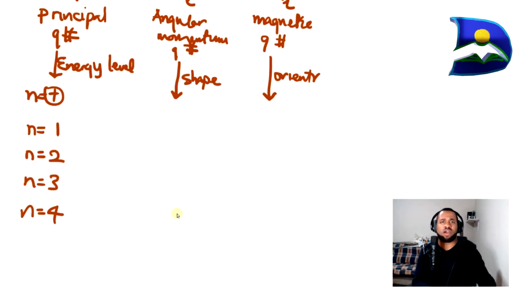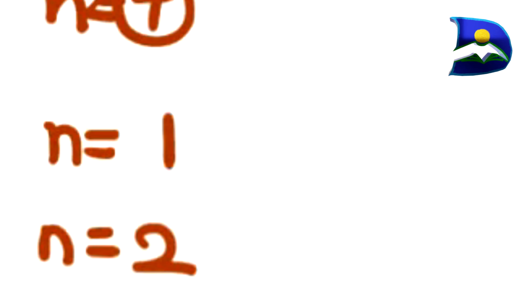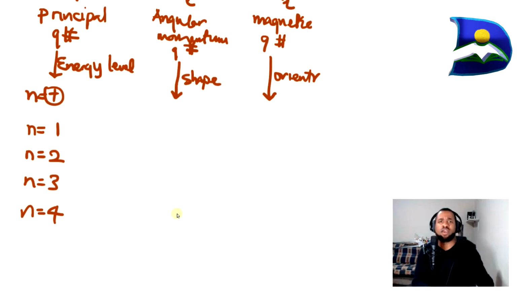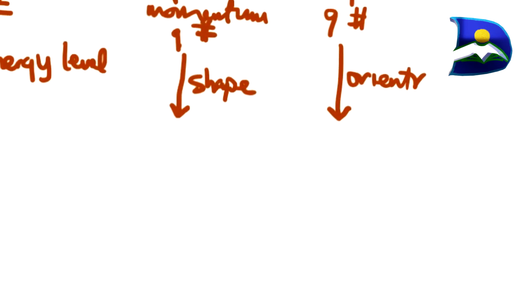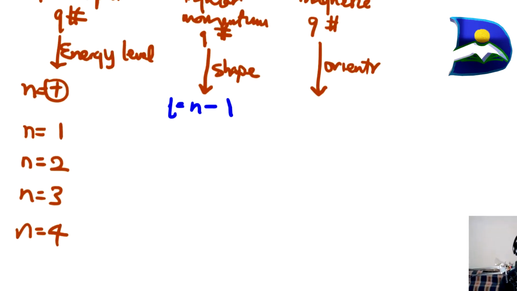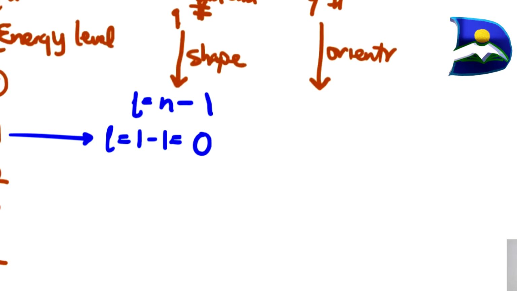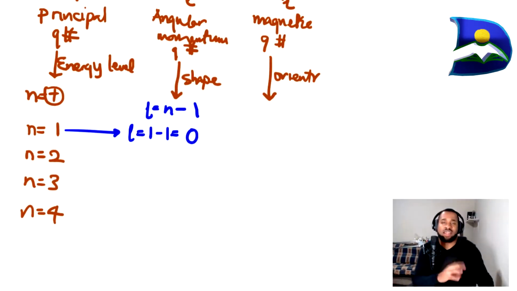And so moving on to the next part here is, how do you associate the angular momentum to the principal quantum number? In this particular case, we associate it using our specific formula, which is L is equal to n minus 1. Where n is equal to 1, our L is equal to 1 minus 1, which is equal to 0, and it tells us the shape, which means that it is spherical. And that is a sphere for that particular orbital.